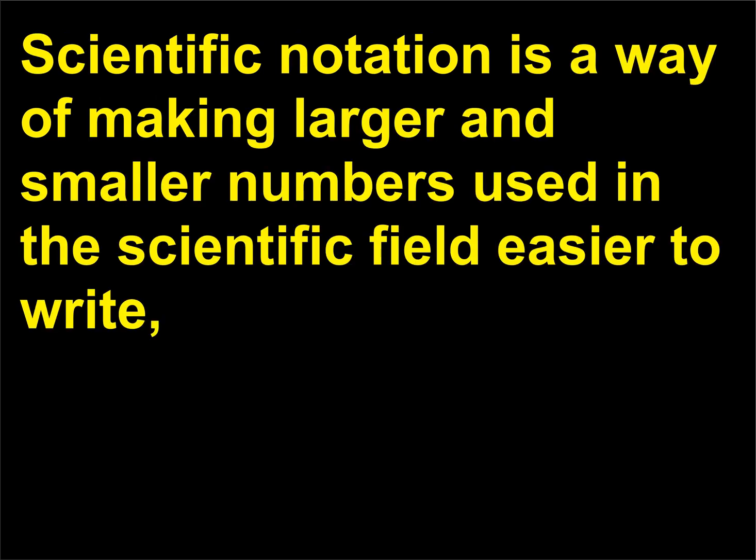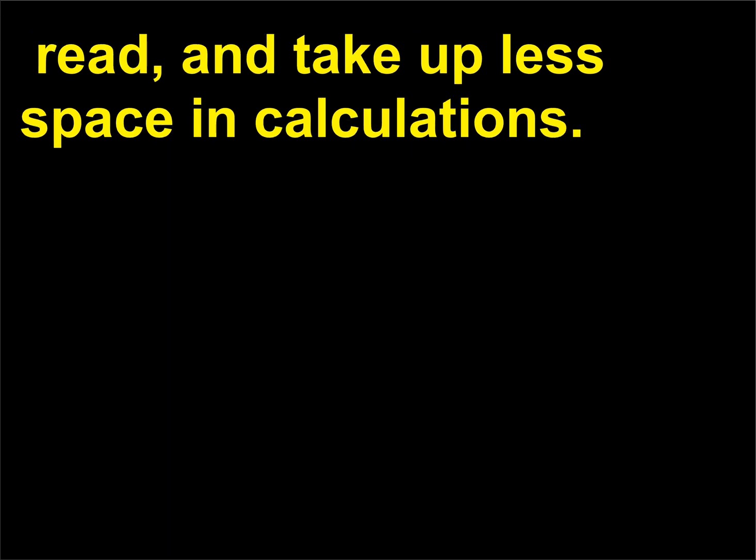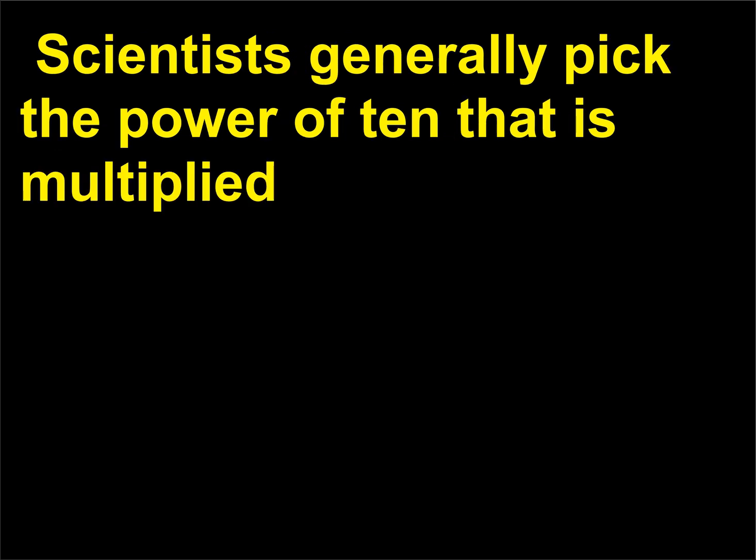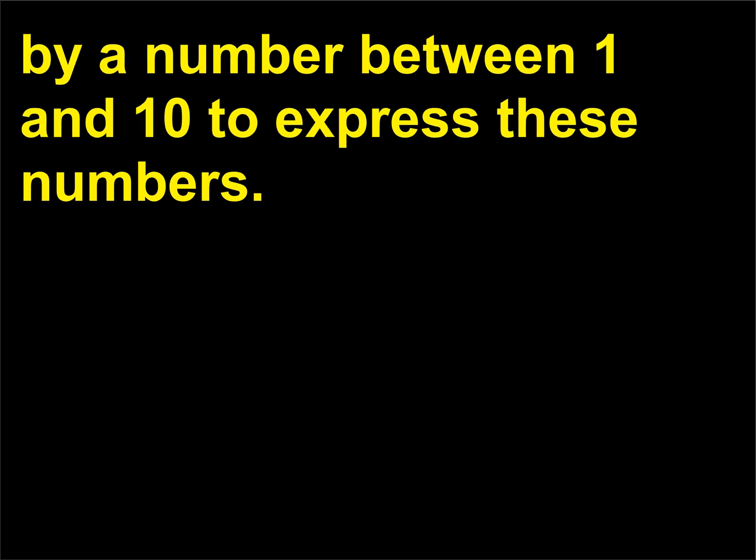Scientific notation is a way of making larger and smaller numbers used in the scientific field easier to write, read, and take up less space in calculations. Scientists generally pick the power of 10 that is multiplied by a number between 1 and 10 to express these numbers.